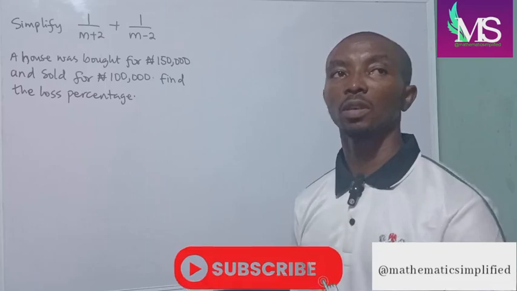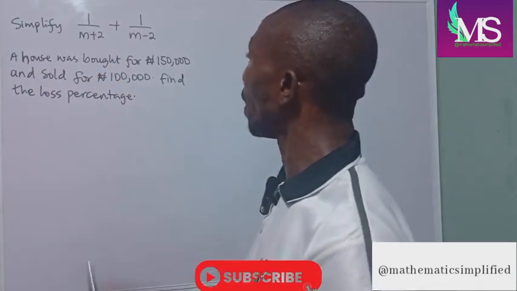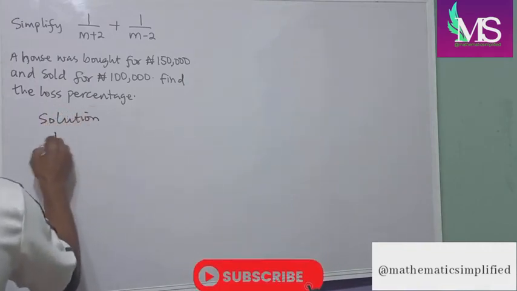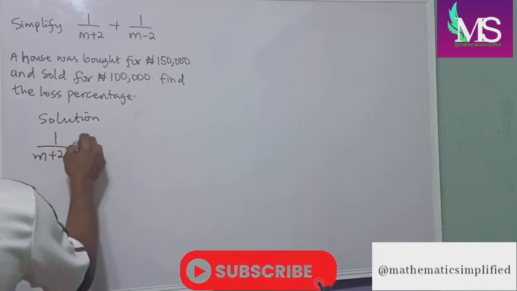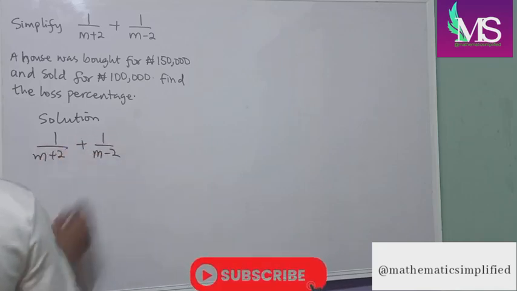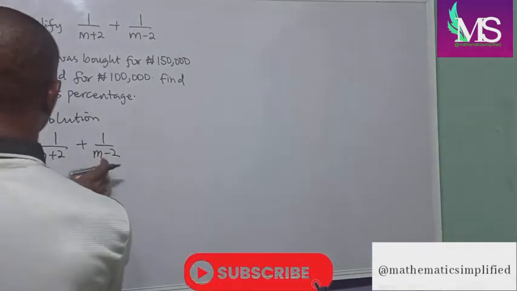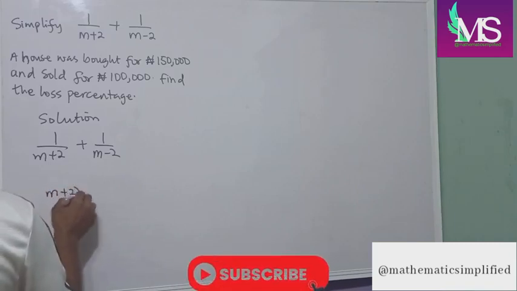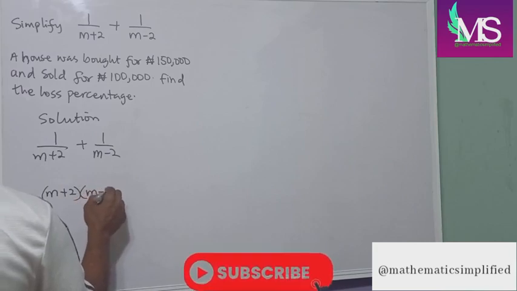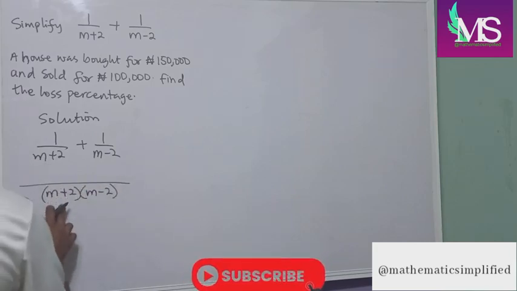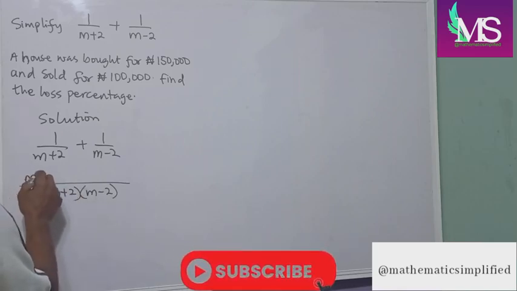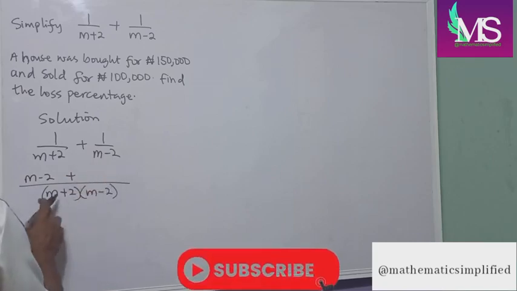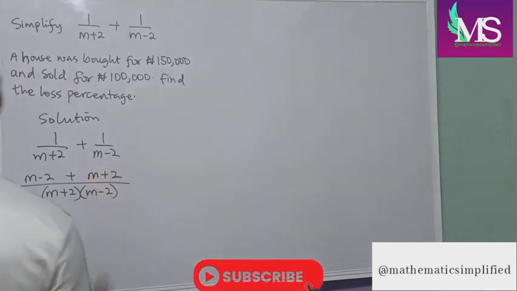Alright, our next question says simplify 1 over m plus 2 plus 1 over m minus 2. Now the first thing we're going to do is find the LCM of our denominator, which will be m plus 2 times m minus 2. So m plus 2 here will be left with m minus 2, and m minus 2 here will be left with m plus 2.